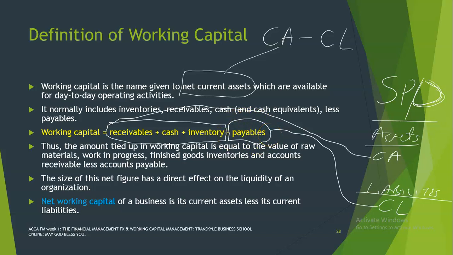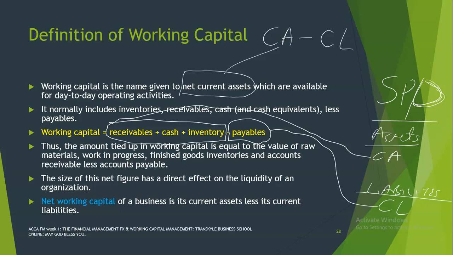So it's not something new. But what I want you to understand is that the term working capital refers to the difference between current assets minus current liabilities. That's when we get what is called the net current assets.